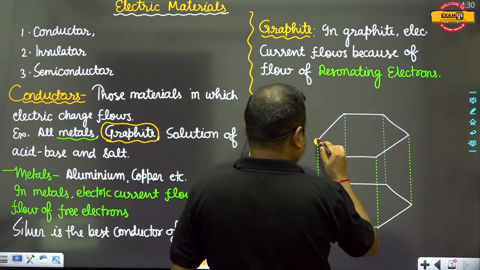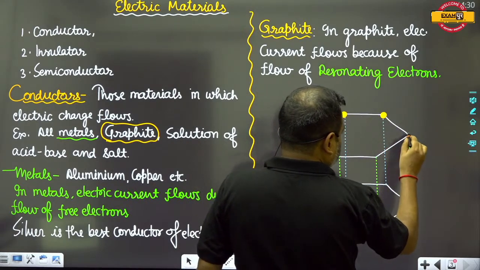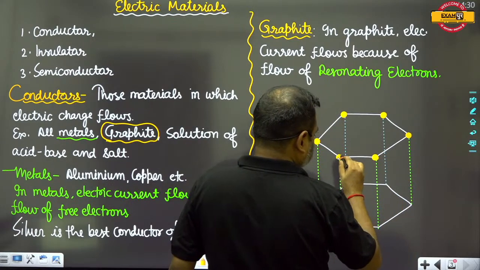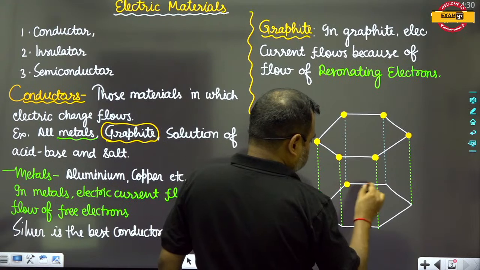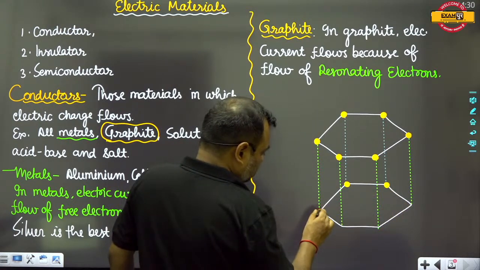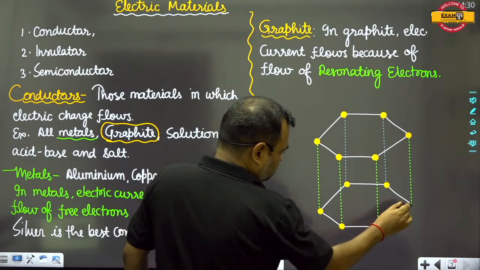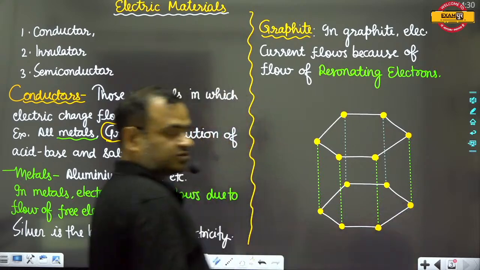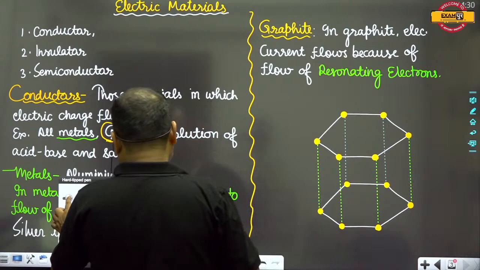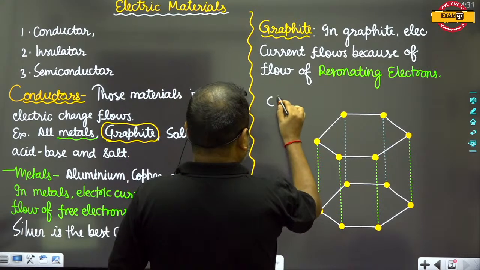There are 6 carbons at the corners of this hexagon. These are the carbons, this is the carbon structure. Now, the atomic number of carbon is 6.